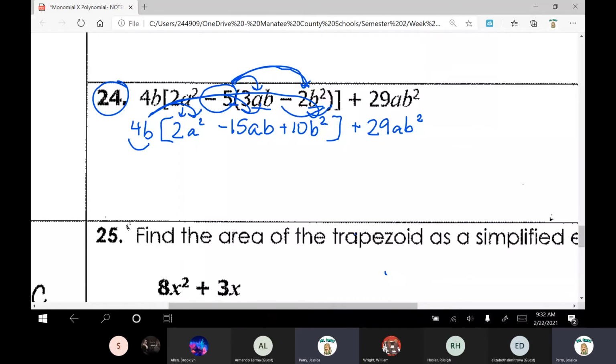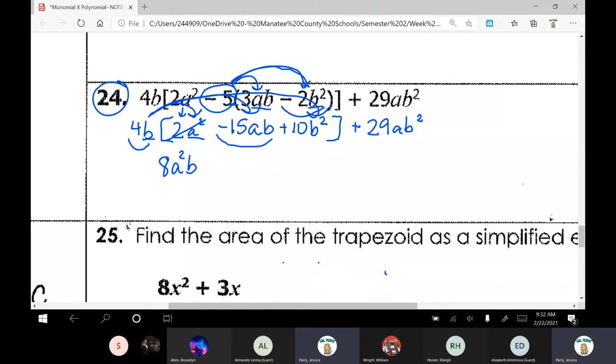Multiply your numbers. 4 times 2 is 8. And then we've got b times a squared. Remember, it's alphabetical order. So first is the a squared and then the b. So this one's all done. Going on to our next jump.